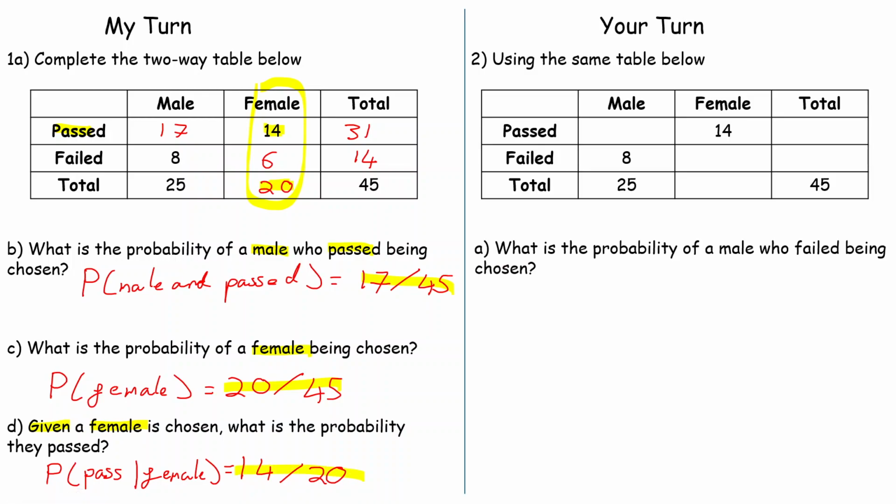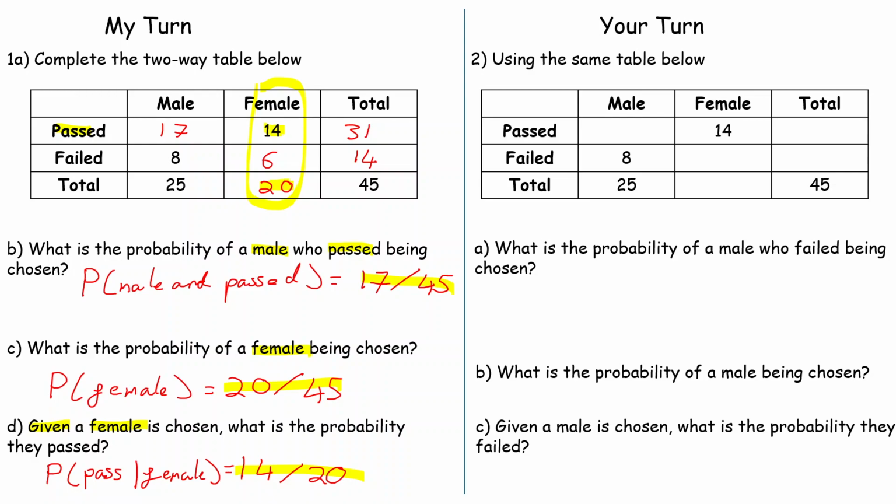Okay, question 2. You've got that your turn. You can pause the video, give it a go, and you can fast forward to the end to see the answers. Using the same two-way table, so I've just got to go and fill in the numbers again. So 17 and then 31, 6, 14, and then 20. Part A, saying what is the probability? Let's highlight the keywords here. The probability of a male who failed being chosen. So you're looking at a male that's failed, which is 8 out of your total, which is 45.